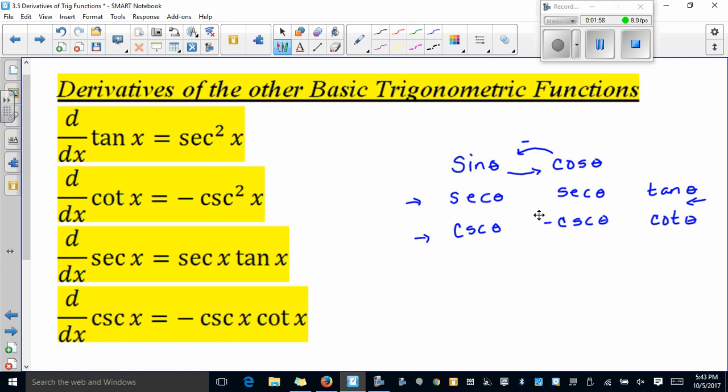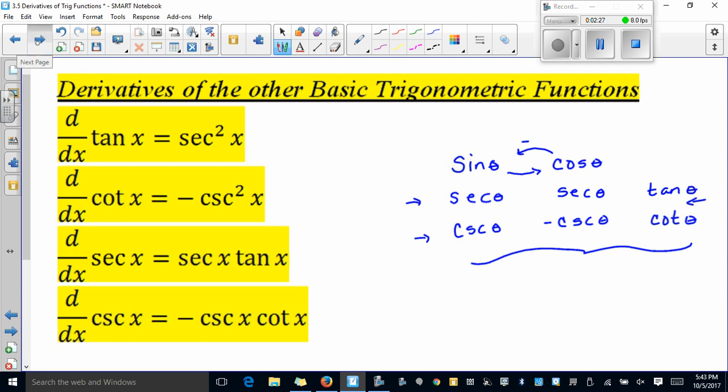And we come over here and notice tangent, secant squared. Cotangent, negative cosecant squared. Secant is secant tangent. And cosecant is negative cosecant cotangent. Just a little trick. And hopefully you'll be able to use it to memorize these.